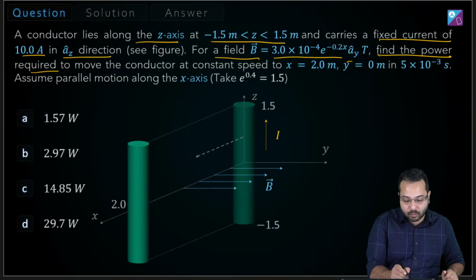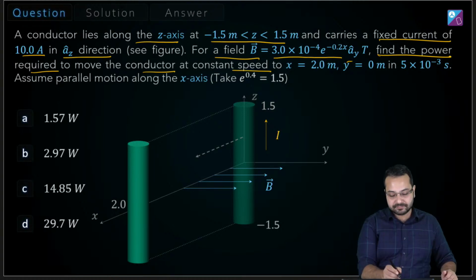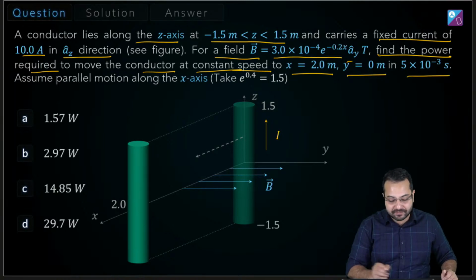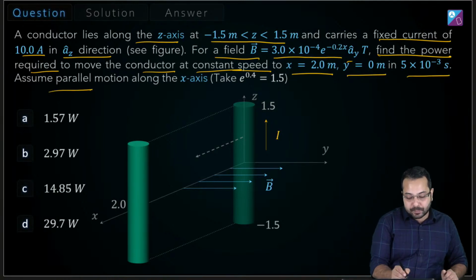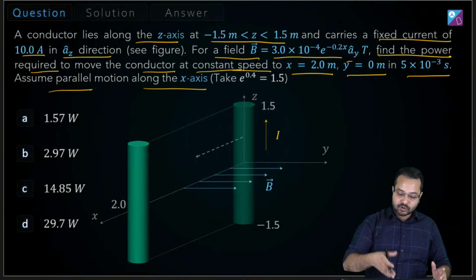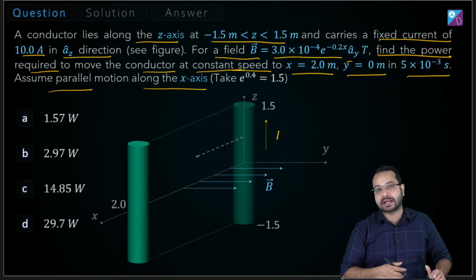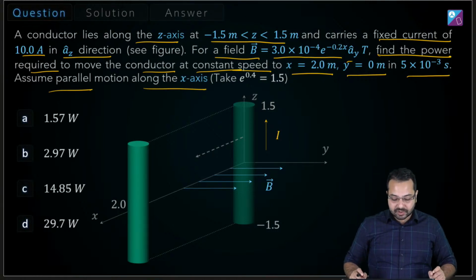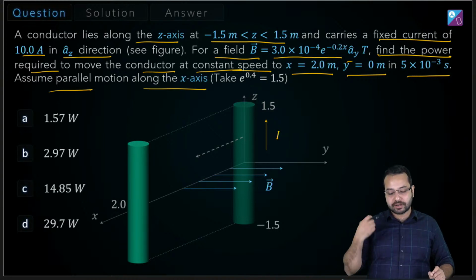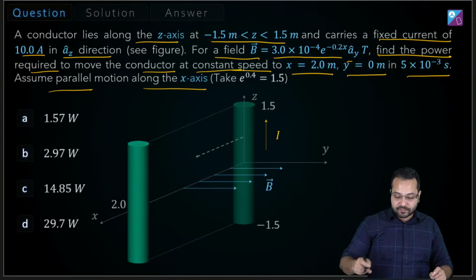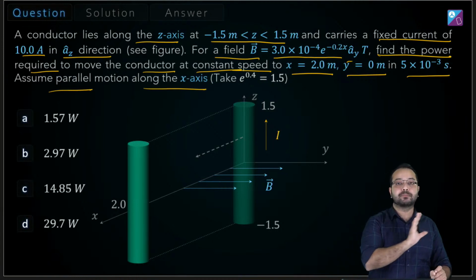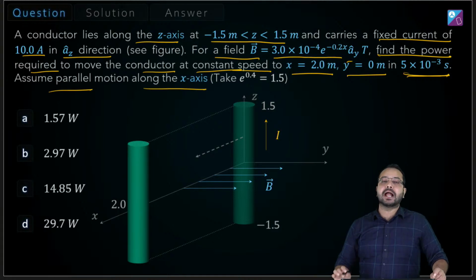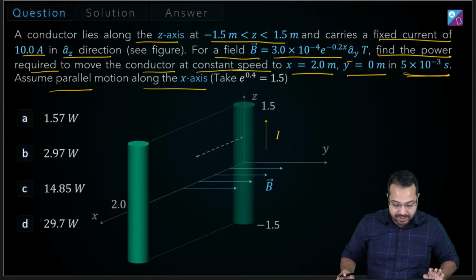Now find the power required to move the conductor at a constant speed from x is equal to 0 meter to x is equal to 2 meter, y is equal to 0 meter, in 5 into 10 to the power minus 3 second. Assume parallel motion along the x-axis. So we have a current carrying conductor in a magnetic field, and that magnetic field is a function of x, it is not constant, and we have to move it at constant speed from x is equal to 0 to x equal to 2, keeping it parallel. And we have to do that in 5 into 10 to the power minus 3 second. And we have to calculate what is the power that we should deliver.